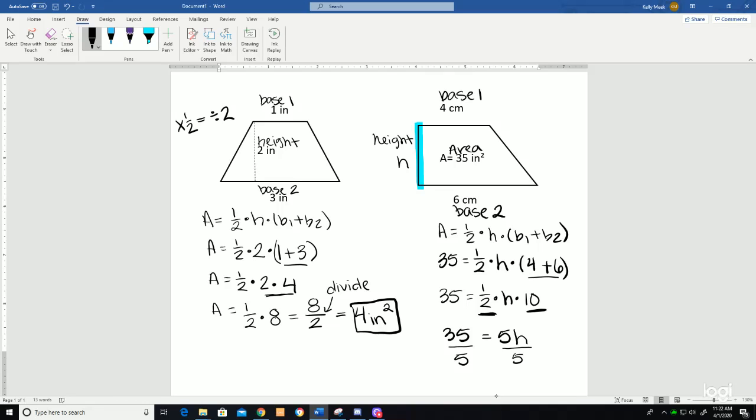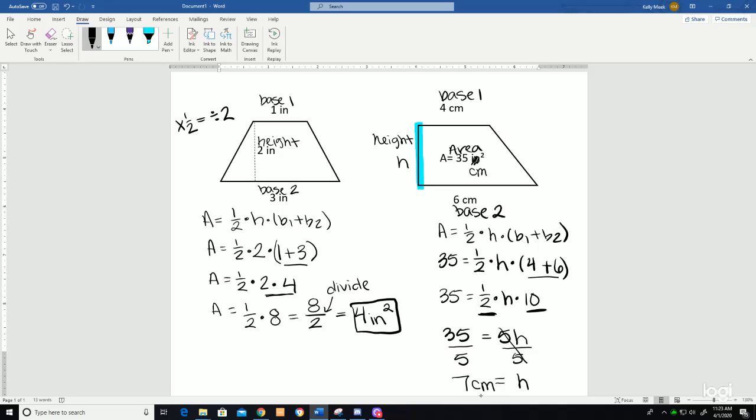5 divided by 5, as we know, is 1, which leaves us that h alone like we wanted. We wanted to know what h equals. And then 35 divided by 5 is 7. All right, the units that we are using here are centimeters. That should be a centimeter. Sorry, my error. So our height is going to be just like our bases here. It's going to be 7 centimeters.